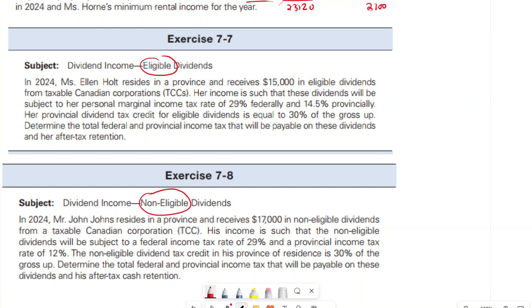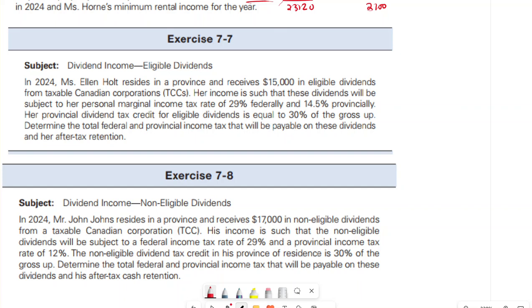When we think of an eligible dividend, the gross up amount is different, and your tax credit amounts are different. So that's what the difference is. Eligible is from a public corporation, and non-eligible is when you receive dividends from private corporations.